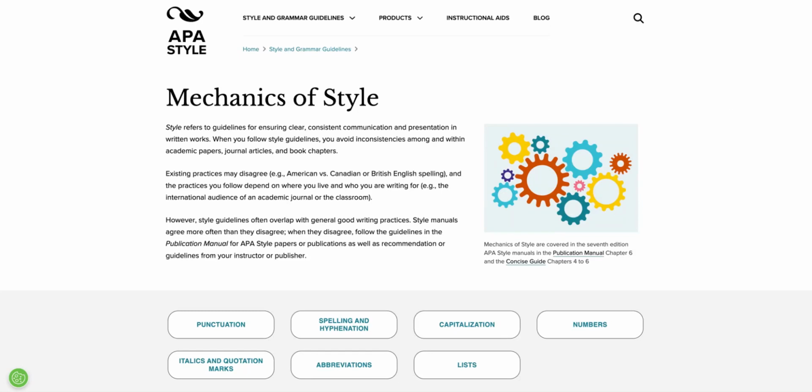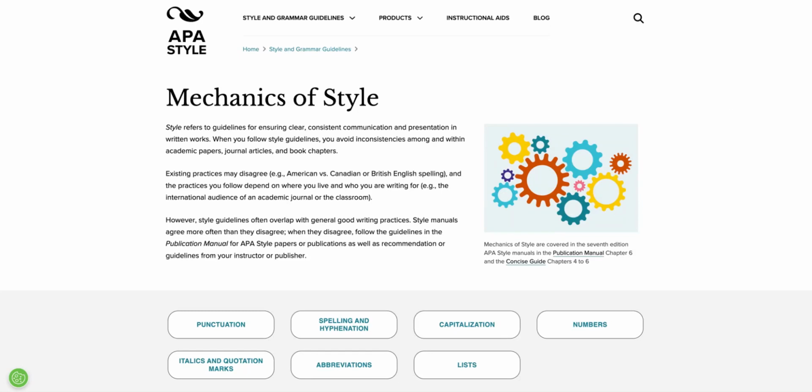So we want to make sure that we have some clear and consistent ways that we get that information out there. And so you follow these style guidelines to, again, make sure there's consistency in our academic papers and our journal articles and our book chapters and even, again, the presentations that we make. So there are different style guidelines for each style.